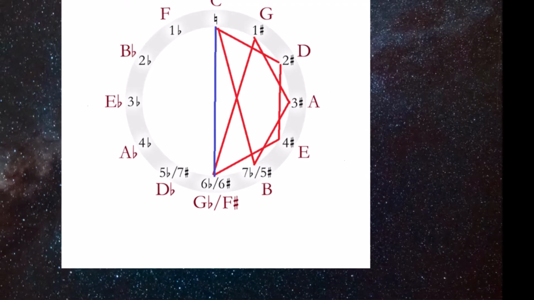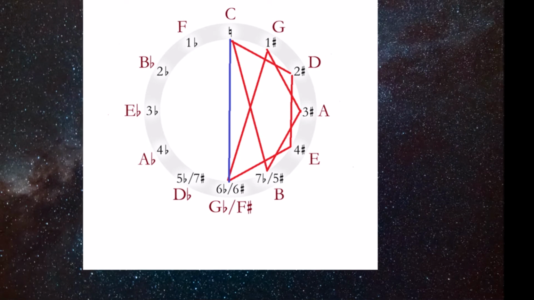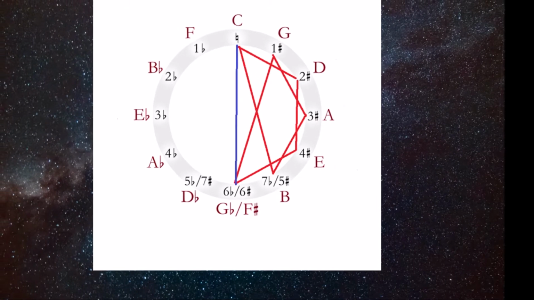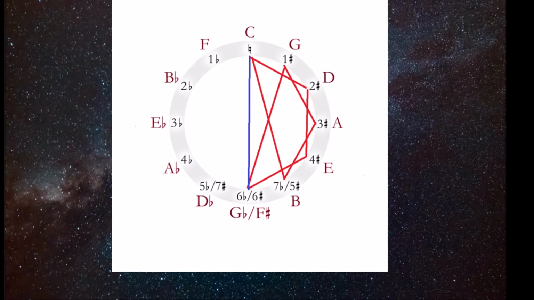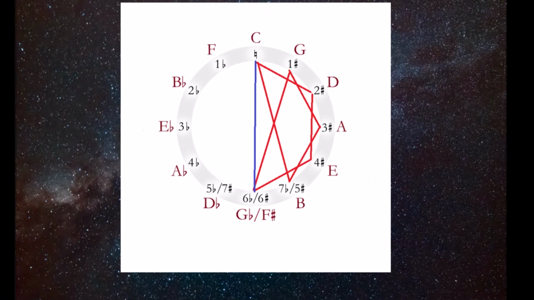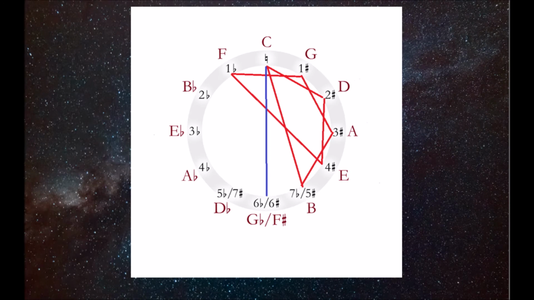On the cycle, if you join all the notes which make up the Lydian scale, starting from C, you get C, D, E, F sharp, G, A, B, C. If we do the same with C major, we have C, D, E, F, G, A, B, C. And that gives us this pattern.